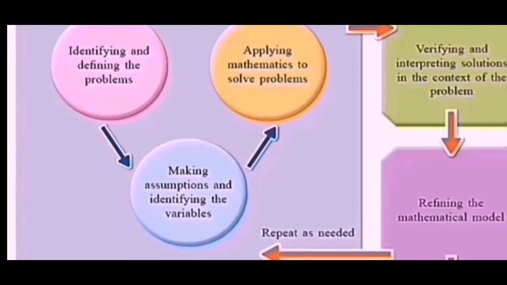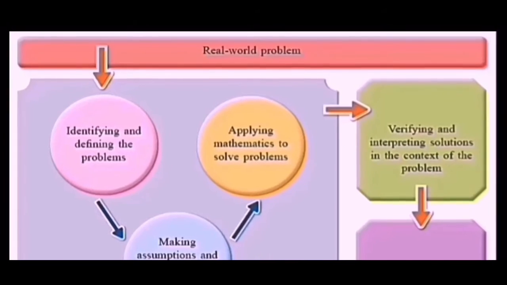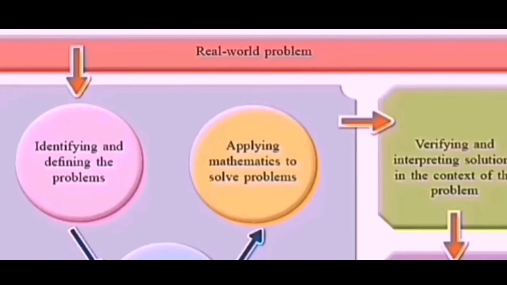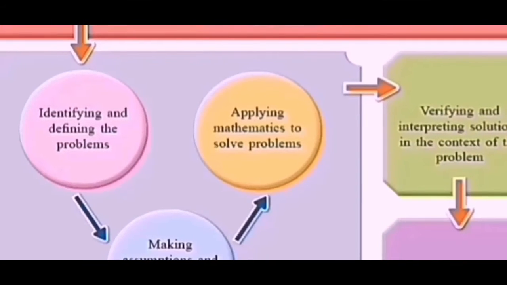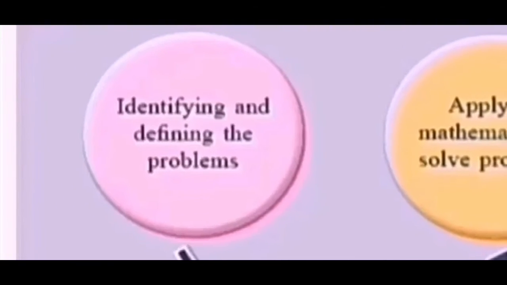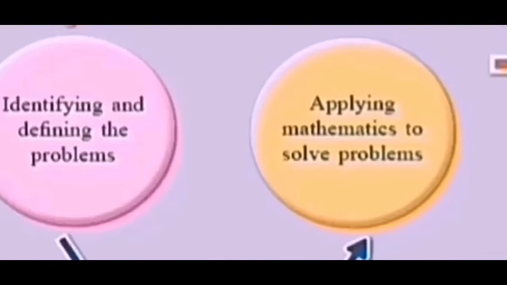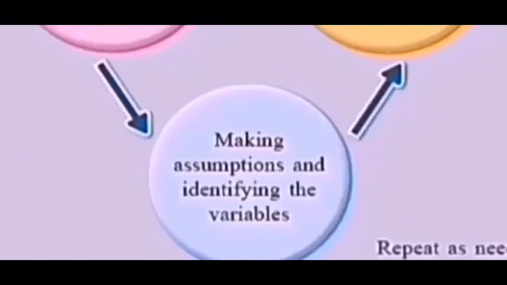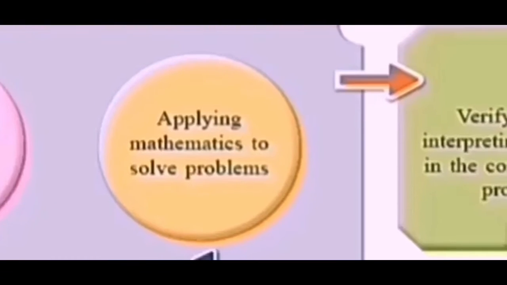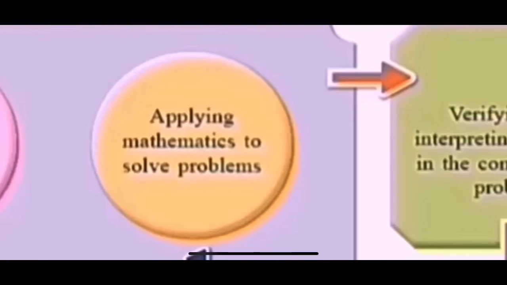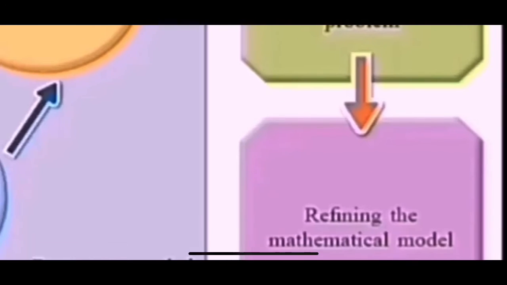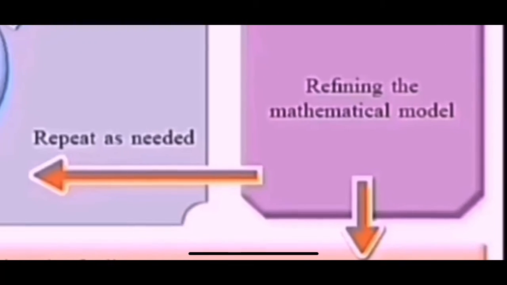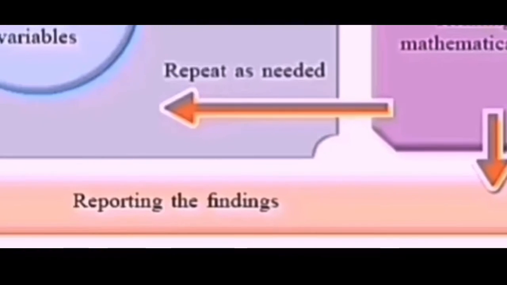The modeling process can be simplified as shown in the diagram. The first one is the real-world problem, then identifying and defining the problem, making assumptions and identifying the variables, applying mathematics to solve problems, verifying and interpreting the solution in the context of the problem, refining the mathematical model, repeat as needed, and reporting the findings.